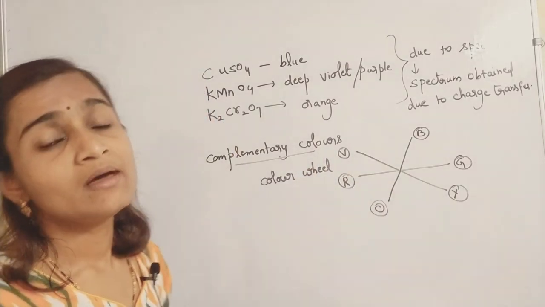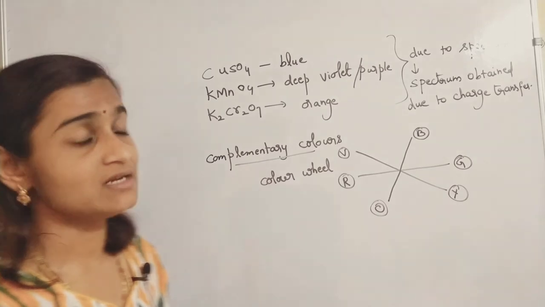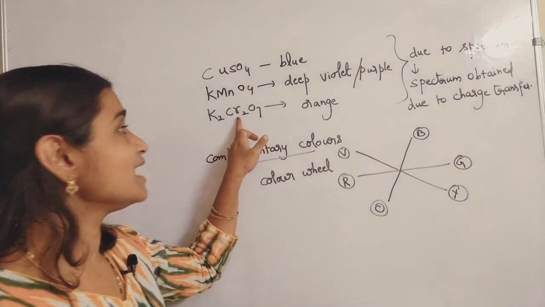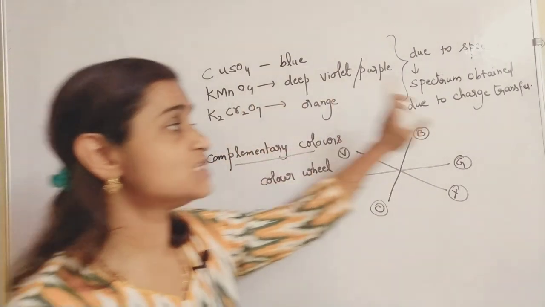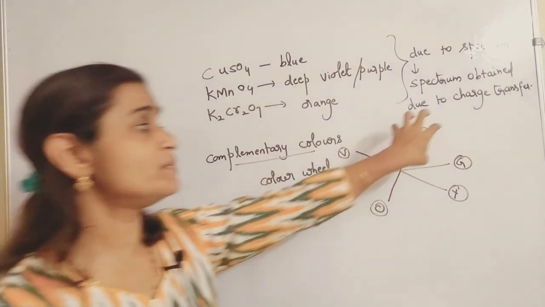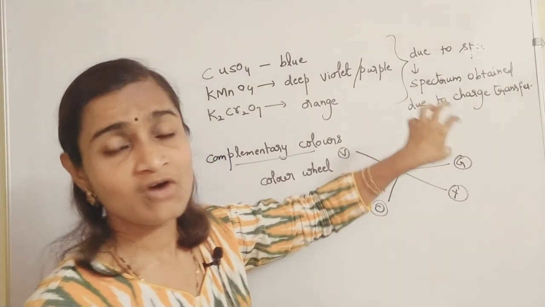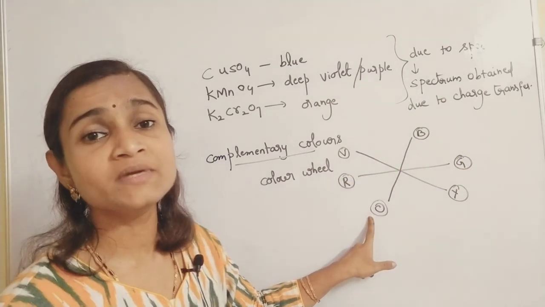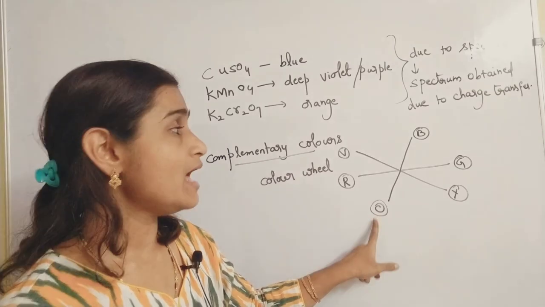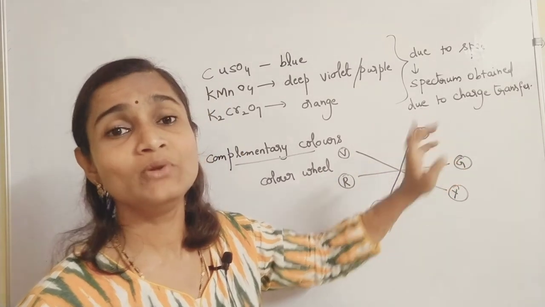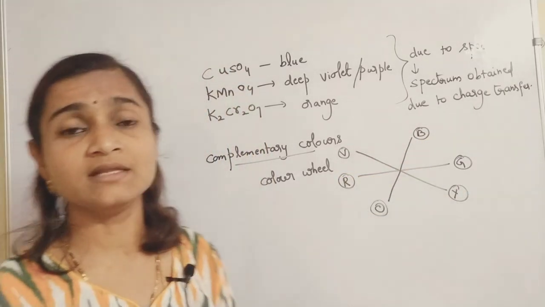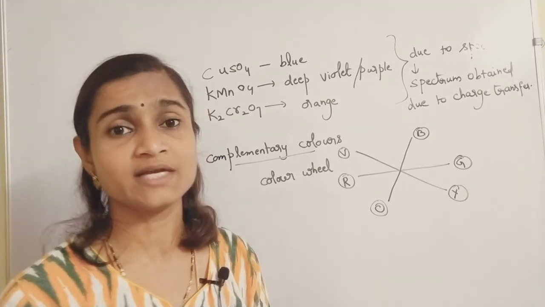Similarly, potassium dichromate, K2Cr2O7, appears to be orange in color. So the absorbed wavelength is blue. Here the central atom is chromium. Now charge transfer happens in chromium. So because of charge transfer, the absorbed wavelength is of blue light, and that's why the salt appears to be orange in color. You'll be learning about this in the d-block elements, colors of salts and all.